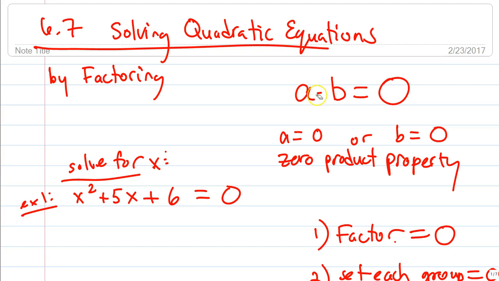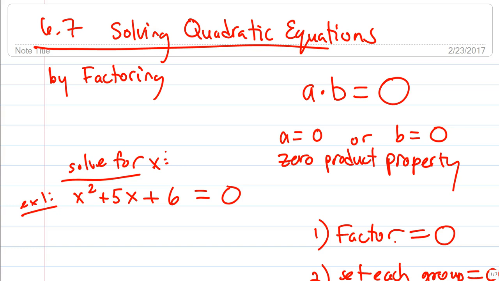Basically, if I have a times b equals 0, then I have two things that multiply to make 0. Well, then one of them must be 0. Either a is 0 or b is 0. In either situation, the whole equation would equal 0. One must be true: either a is 0 or b is 0, or both could be 0. This is called the zero product property.